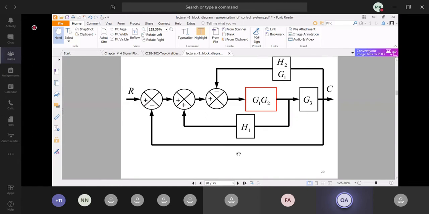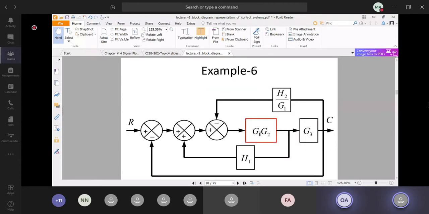Now I have these two summations. I have these two blocks in cascade. I just replace these two blocks by this block. And I have these two summations with nothing in between. I can swap between them if I need. So I swap here between the two summations. So now I have this loop.